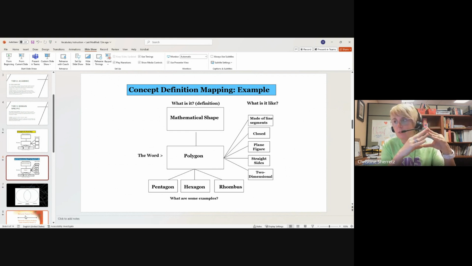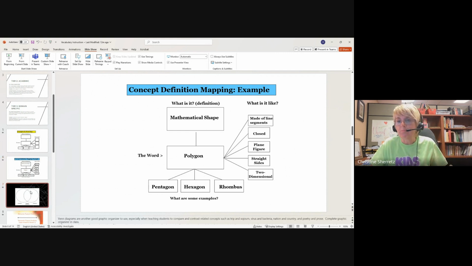It's a closed figure. It's a plane figure. It has straight sides and it's two-dimensional. Those are what it's like. So I've pretty much defined polygon, haven't I? Examples of polygons are a pentagon, a hexagon, a rhombus, and we know that it is a mathematical shape. So that is a concept map, which is really going to help in more of that domain specific words.